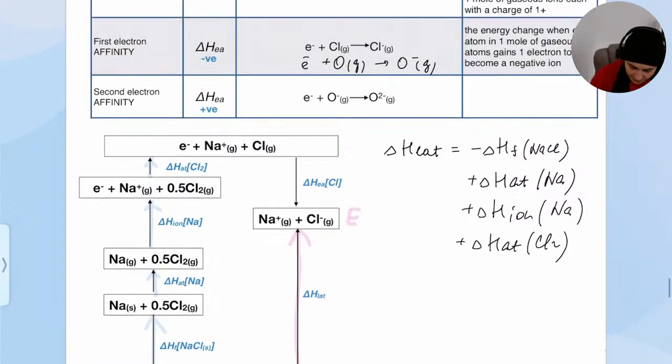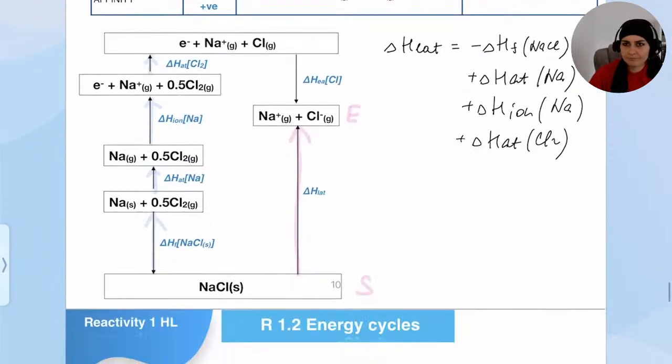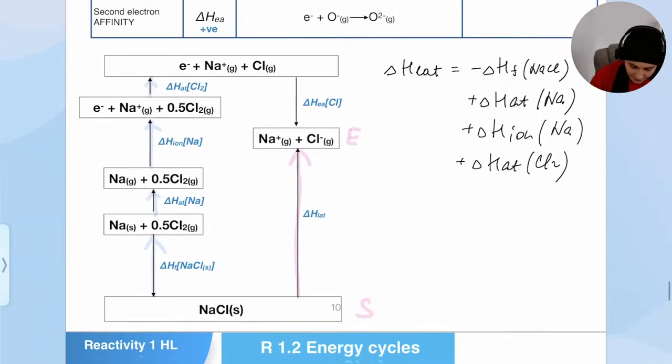Then I'm doing electron affinity of chlorine. Again, even though I'm going down, I'm still following the arrow, right? Because I'm forming Cl minus from Cl, that's exactly first electron affinity of chlorine. So that's why it's still plus delta H electron affinity of chlorine.